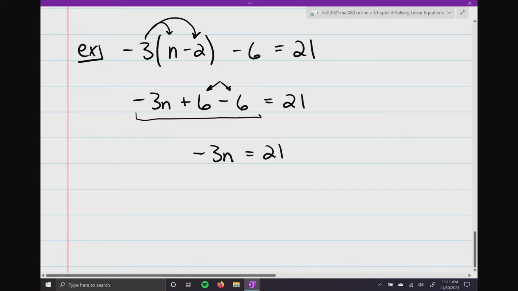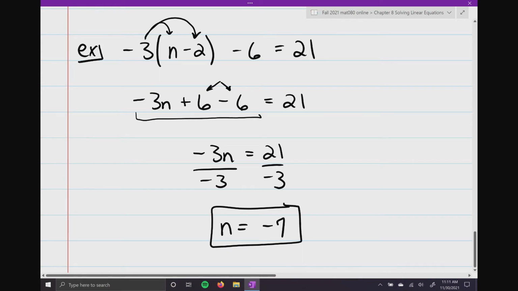Step 4, get the variable terms on one side, constant terms on the opposite side. So that's already done. Step 5, I will divide both sides by negative 3 to give me n equals negative 7. Okay? Next example.